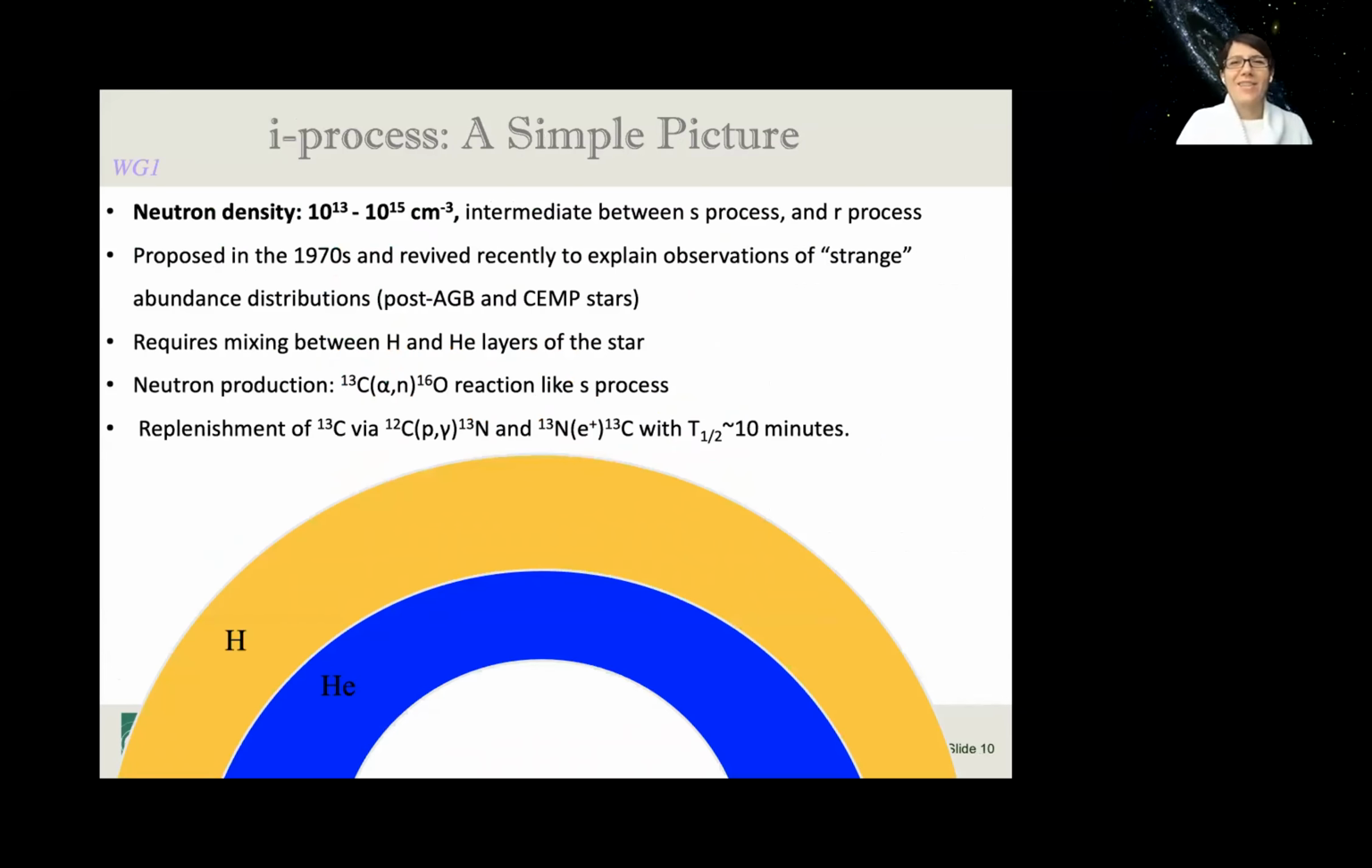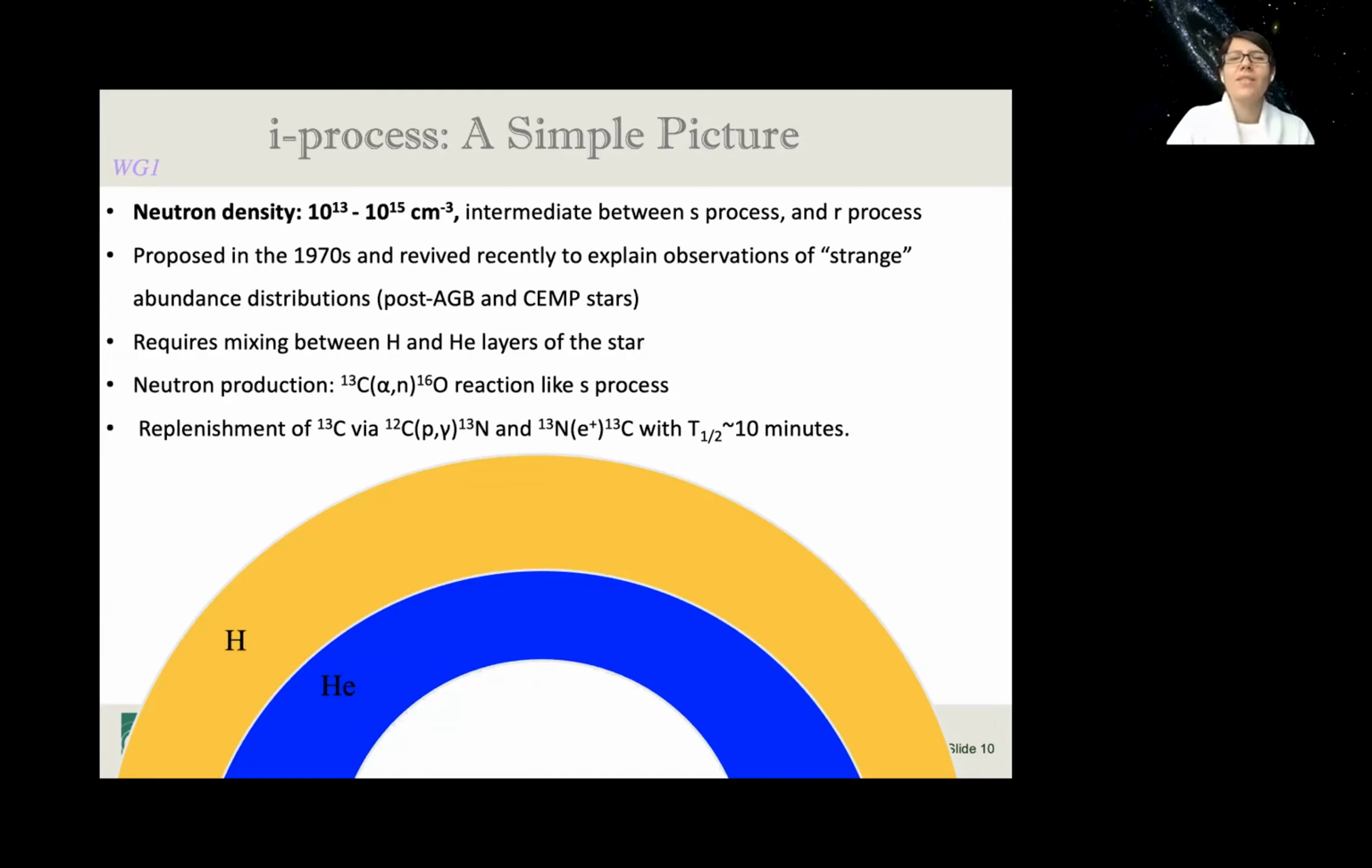So again, this is a high-level description of how I understand the i process. So don't shoot. I'm sure you'll get a bit more detail as we go through the week. But if we just say that we need a neutron density of about 10 to the 13 to 10 to the 15, that's what we need. Something like this was actually introduced about 40 years ago or even more. But since at the time there were no stars that needed to be explained, it was not investigated a lot more. And recently, now that we have these observations, there's the motivation, and a lot of work is going on with this.